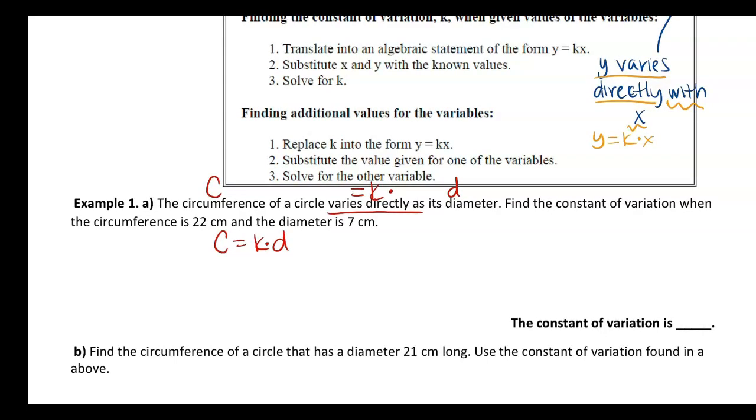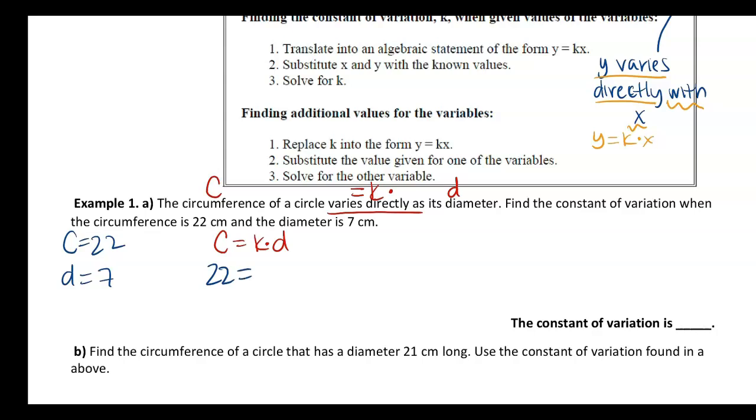So let's go ahead and look at the second part. The second part says, find the constant of variation when the circumference is 22 centimeters and the diameter is 7 centimeters. Okay, well, based on the directions that we set out on the top, when we were finding the constant of variation, the first thing we had to do was translate, and that's literally what we just did down here. The next step says, substitute the x and y for the known values. Well, even though these aren't exactly x and y, the c value that we do have is 22, and the d value that we have is 7. So we can take both of those values and substitute them in to find your constant of variation.